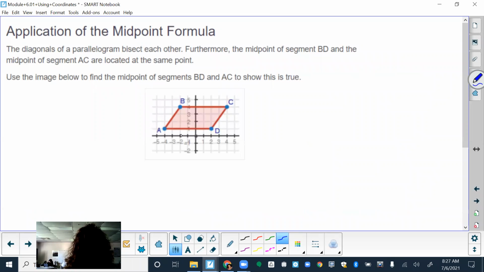So, application of the midpoint formula. We have that the diagonals of a parallelogram bisect each other. The midpoint of segment BD and the midpoint of segment AC are located at the same point. So here's a picture to visualize it, a little bit bigger.